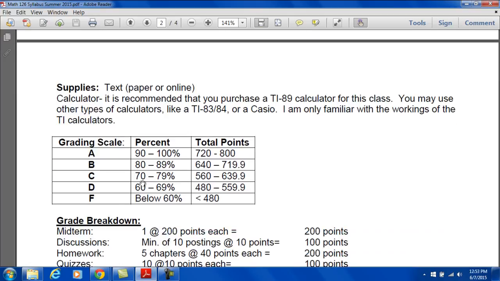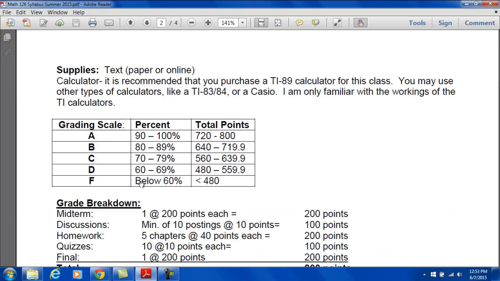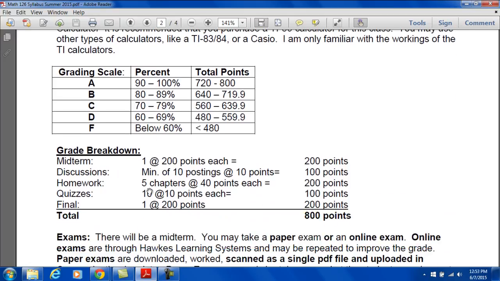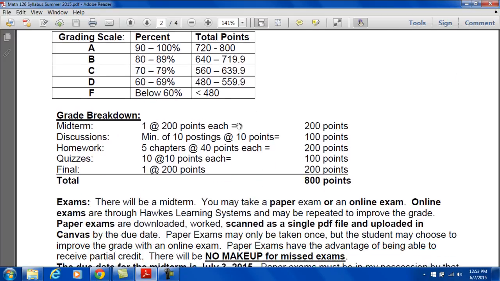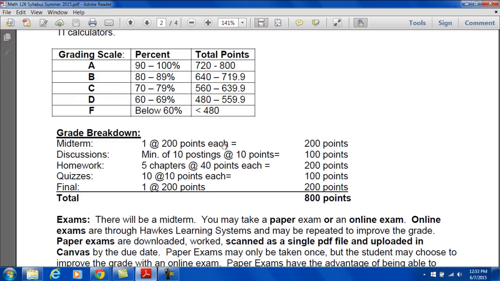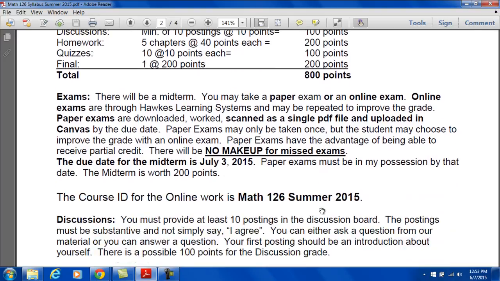So here's the grade breakdown. A, B, C, D, E, F is pretty standard and has the points in there as well. So you have one midterm at 200 points, a minimum of 10 postings at 10 points for a maximum of 100 points. Because you could do 11 postings, you could do more, but you have to have 10 postings. 5 chapters at 40 points each. Quizzes are 10 at 10 points each for 100. Now there are 11 quizzes, but I take the top 10 quizzes. Final exam 1 at 200 points for a total of 800 points.